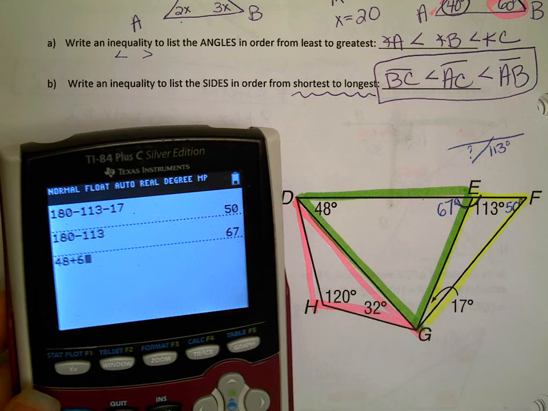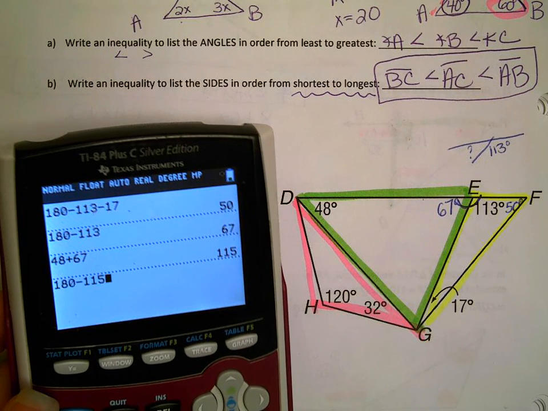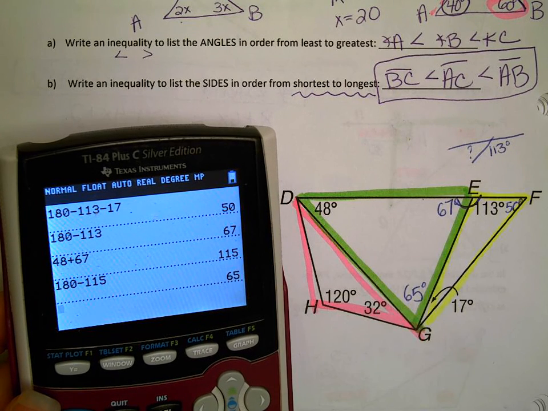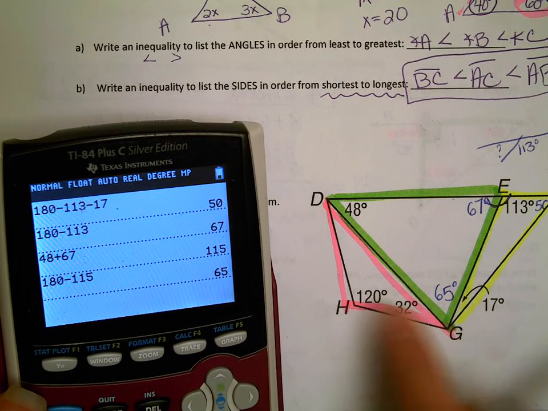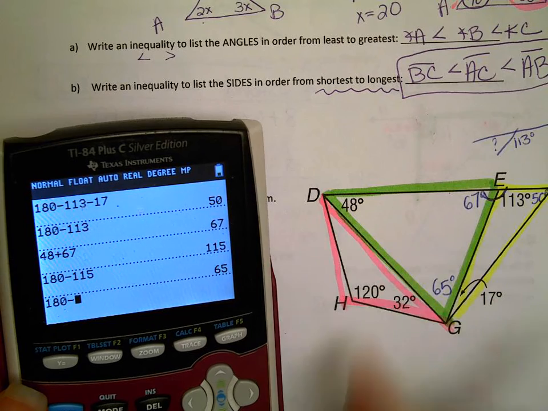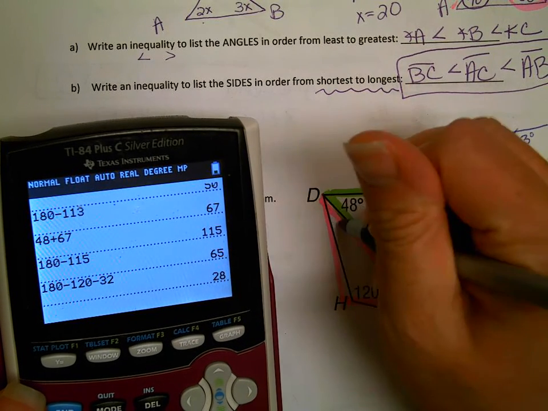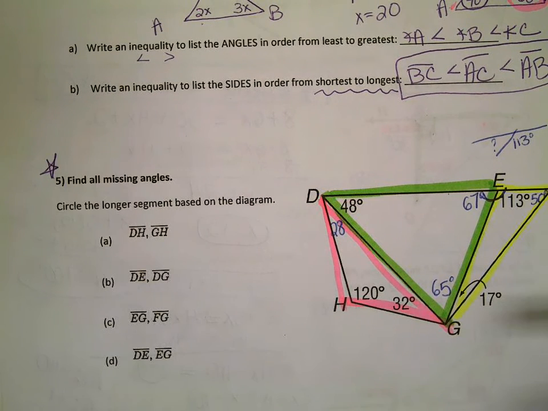So now working in the green triangle, now I know two angles of the green triangle. So we have 48 plus 67 adds to 115, and I'm going to take 180 minus the 115. That third angle there is going to be 65. And last but not least, the pink triangle. Well, I have two angles of the pink triangle. So we're going to take the 180, all three angles should add to 180, subtract 120, subtract 32. We get 28 degrees. So now we have all the angle measures, we can kind of decide the shortest sides and longest sides.